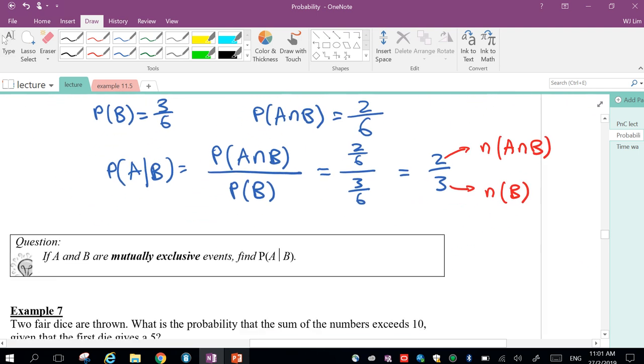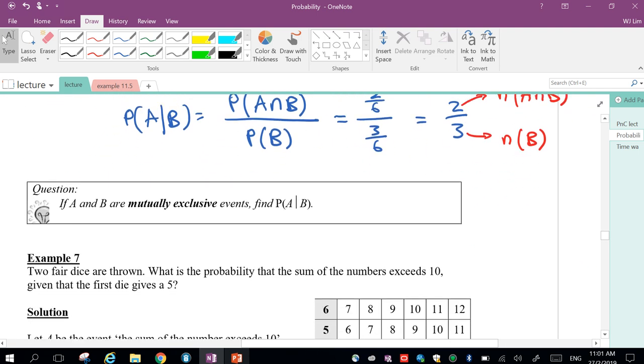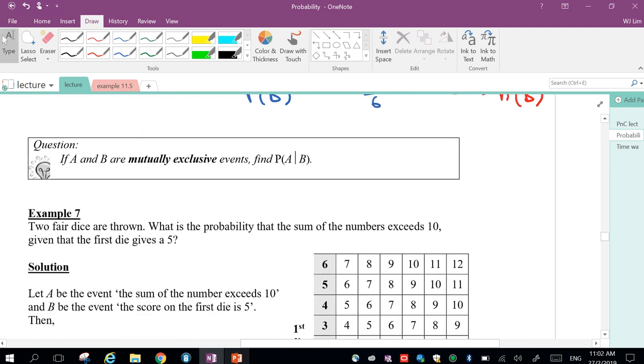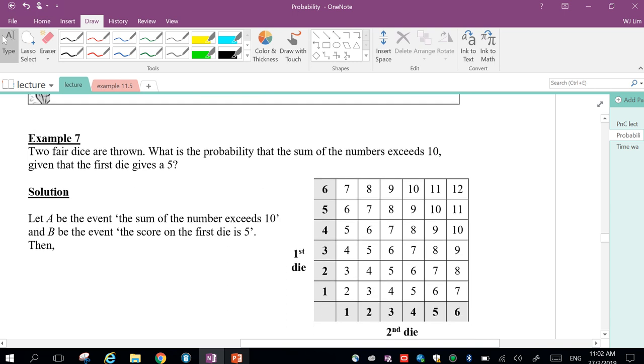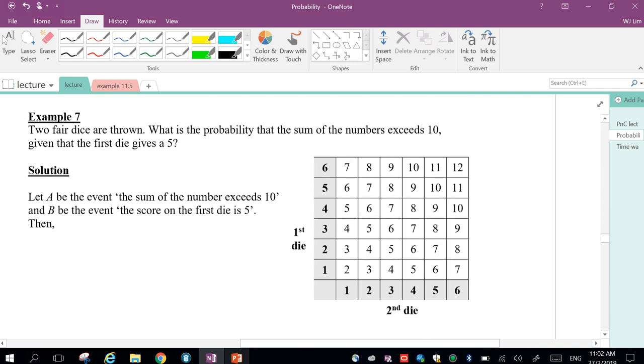Let us look at this question. I realize that I skipped section 4, but it's okay. I'll come back to this question. Let's move on to example 7. So let's read the question.